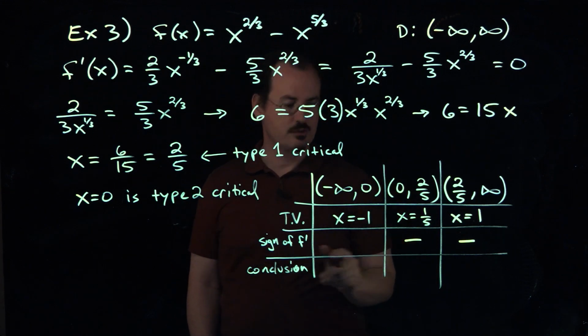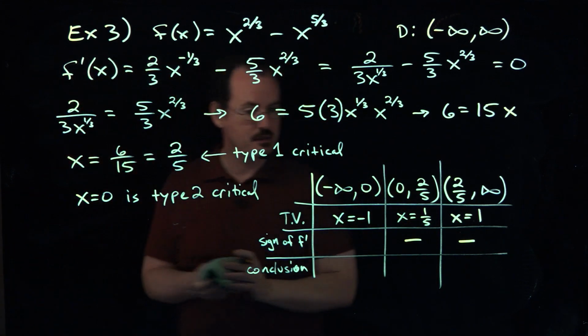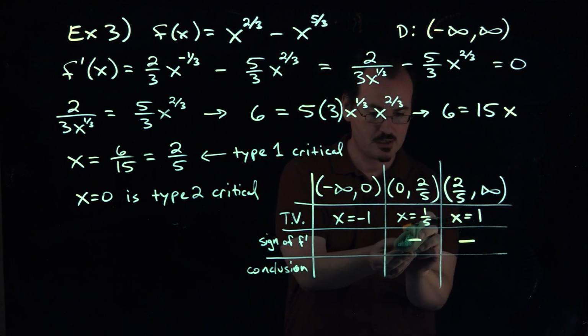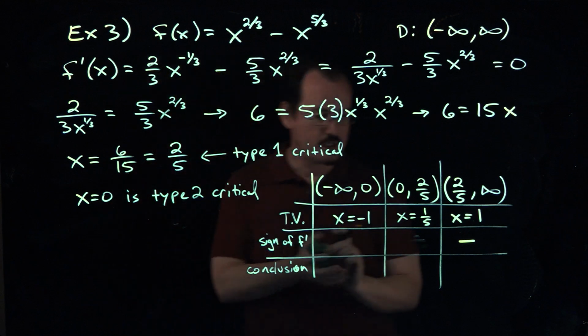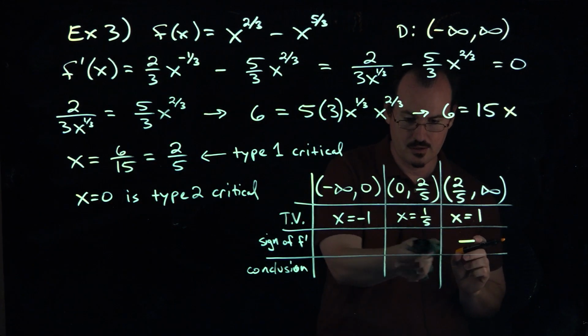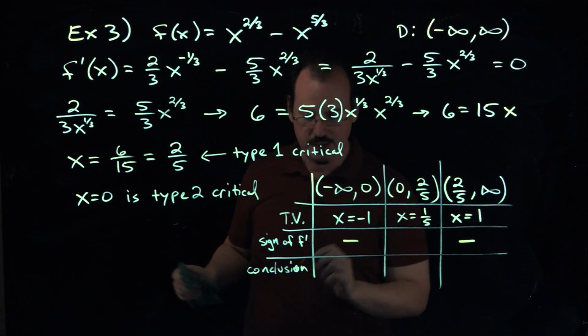And then for, oh, sorry, I put that in the wrong place. That should be for -1, the one we just plugged in. Fix that. We just did -1, not 1/5. So that is the one that's negative.